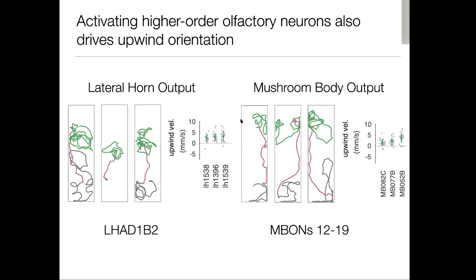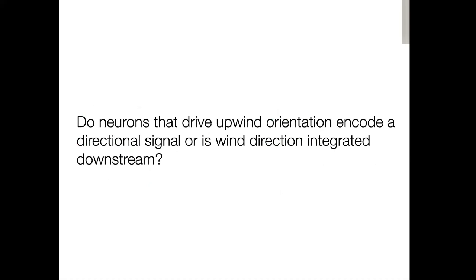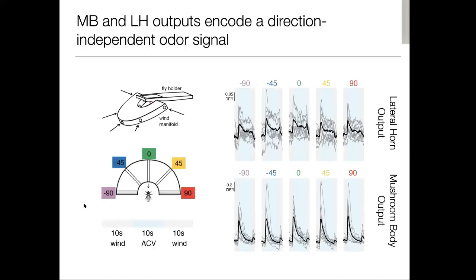Okay, so we can drive these behaviors with activation of higher order olfactory neurons, but are these neurons themselves encoding a direction signal, or are they simply encoding the presence of odor that gets integrated with a direction signal downstream? To look at that, Andrew combined Marie's wind manifold with calcium imaging and imaged odor responses to odor delivered from different directions to the fly in these lateral horn and mushroom body output neurons.